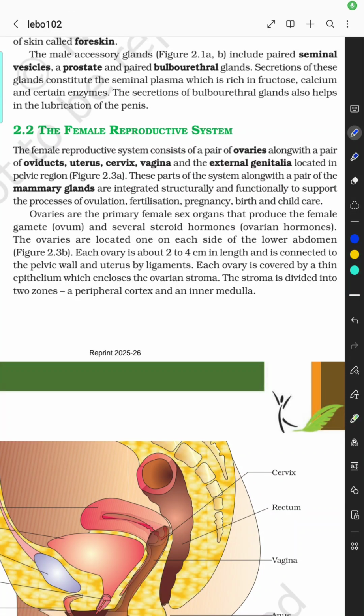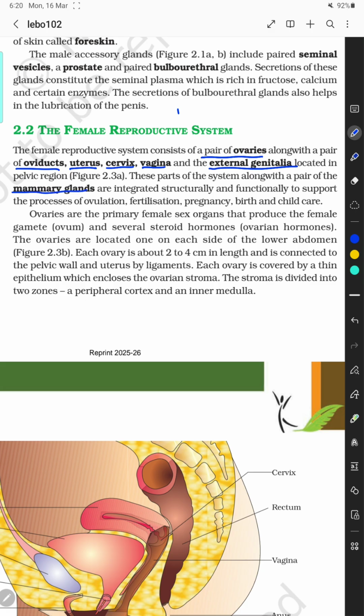In our last class, we discussed the male reproductive system. Today, I am going to discuss the female reproductive system. The female reproductive system in humans consists of a pair of ovaries. Remember, a pair of ovaries, a pair of oviducts, a single uterus, a single cervix, a single vagina, then the external genitalia. And the accessory glands consist of two mammary glands.